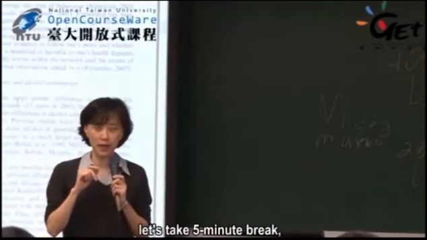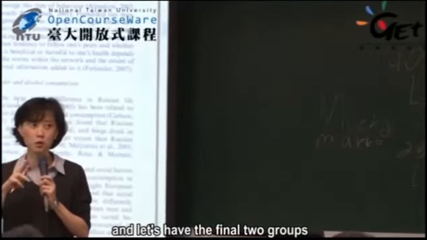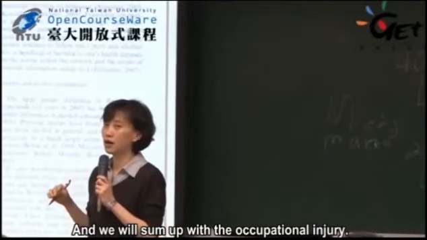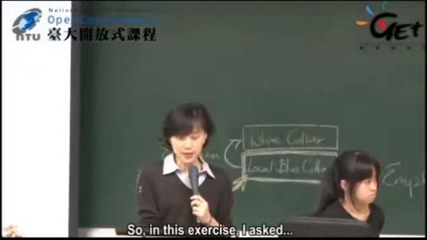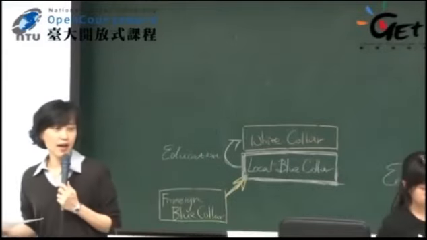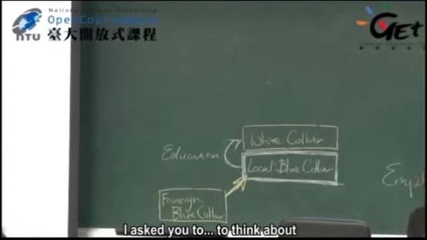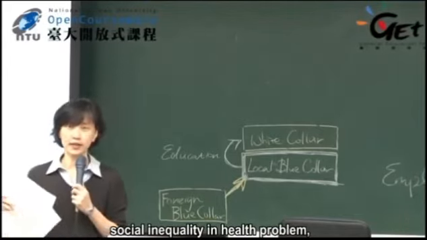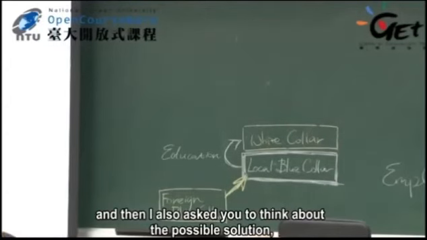Let's take a 5 minute break, and let's have the final two groups' presentations next, and we will sum up with the occupational injury problem. Okay. So in this exercise, I ask you to think about whether there's health inequality, social inequality in health problems, and then I also ask you to think about the possible solutions.